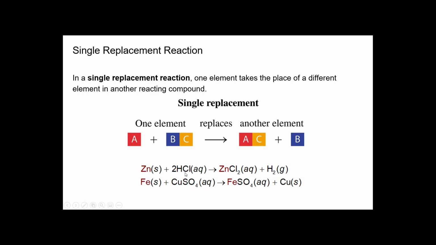So here you have zinc as a solid and you have hydrochloric acid. And in the presence of the hydrochloric acid, the hydrogen gets kicked out and it now produces a gas, and we have zinc chloride. And so these are ions in solution. Here we have iron and we have copper 2 sulfate, and the iron will kick out the copper, and the copper now is by itself as a solid, and the iron sulfate stays as ions in the solution.